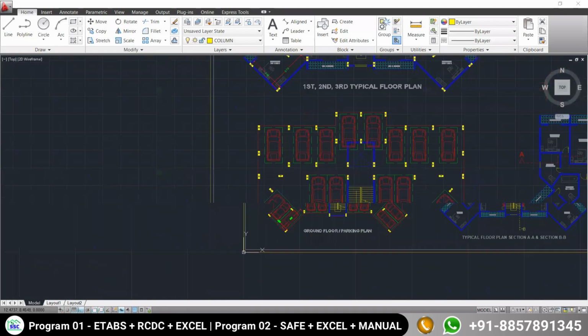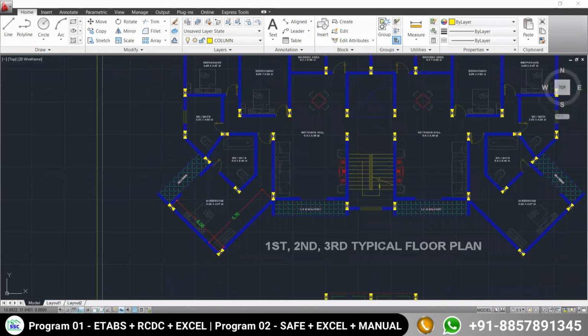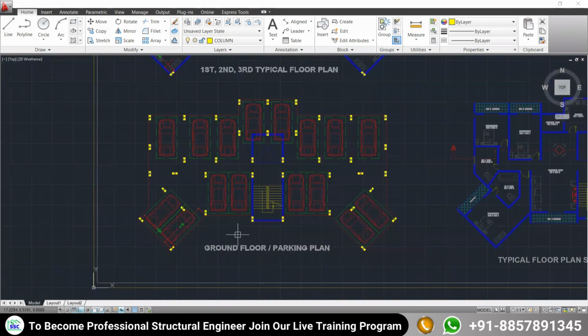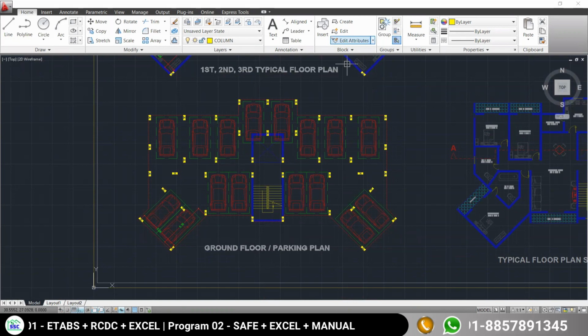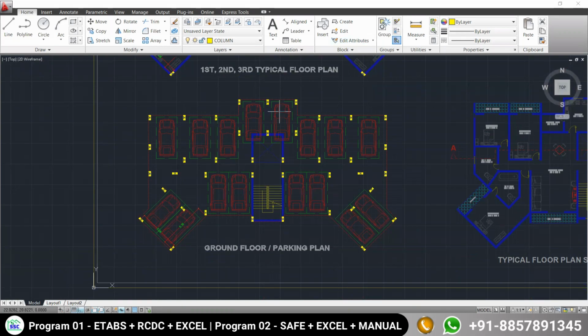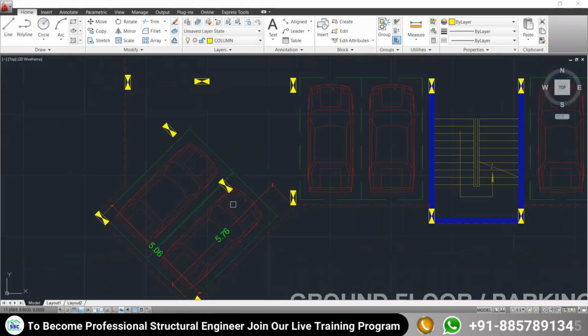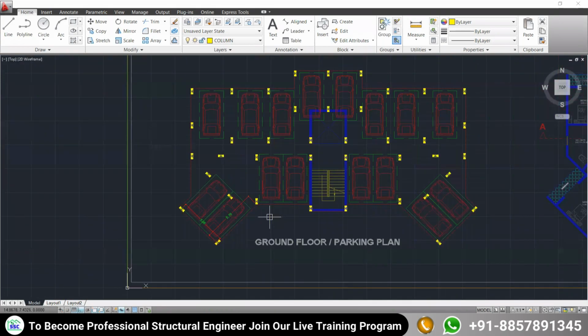Okay, why have we taken this? Just tell me, is there any problem with any column? The column of the parking. This one? Yes, this is what is going to create the problem. That's what I'm thinking about.